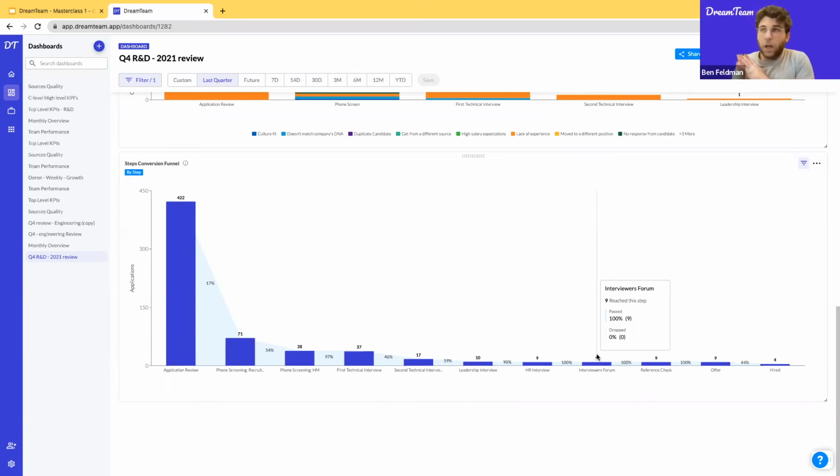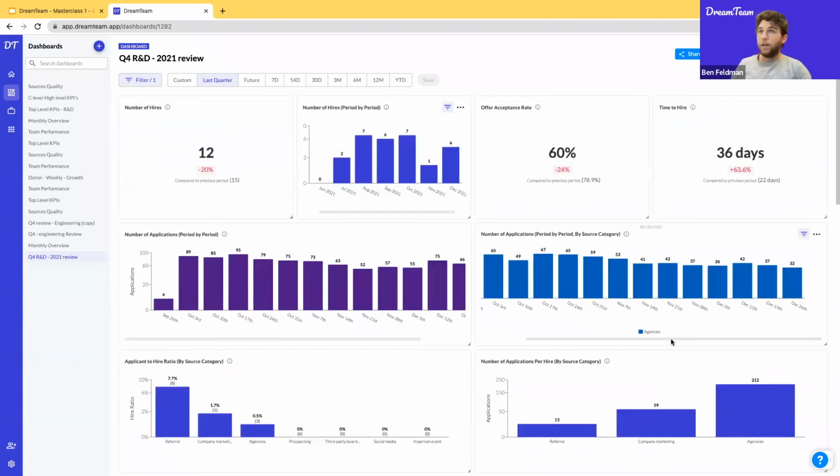Okay. What other questions do we have? Can you share a dashboard externally? For sure. This is one of my more favorite features.